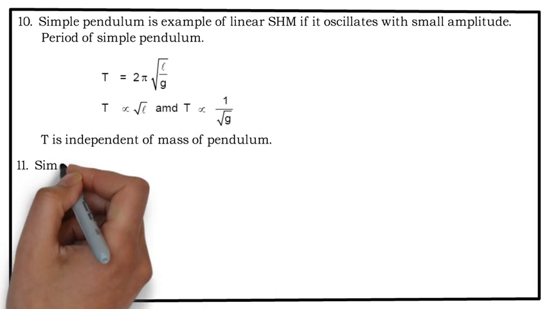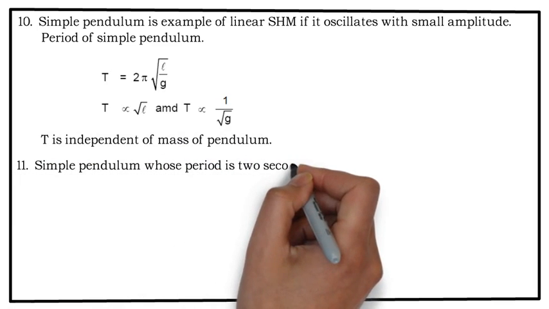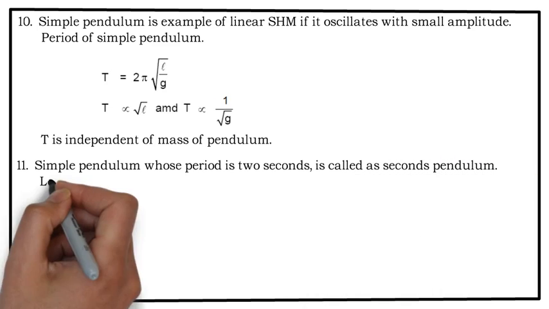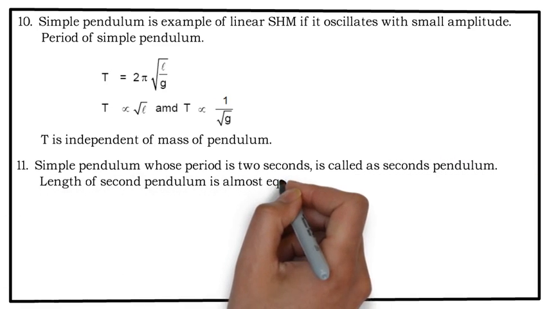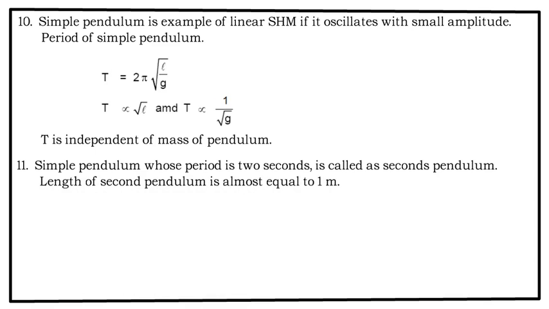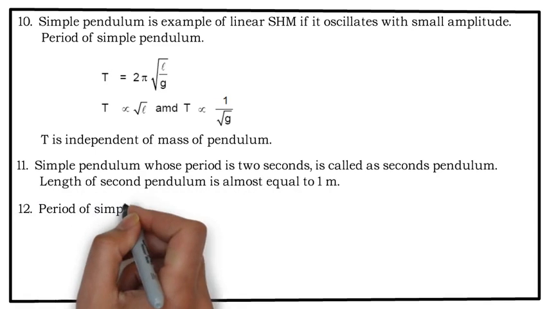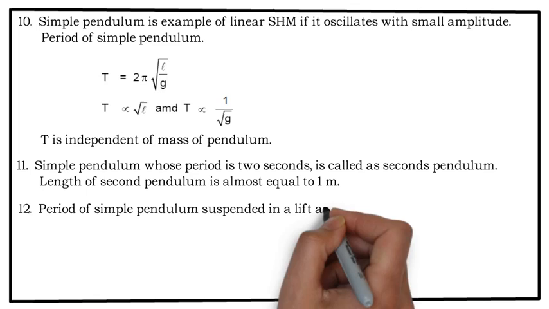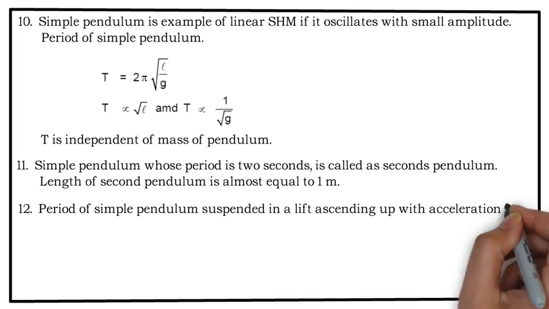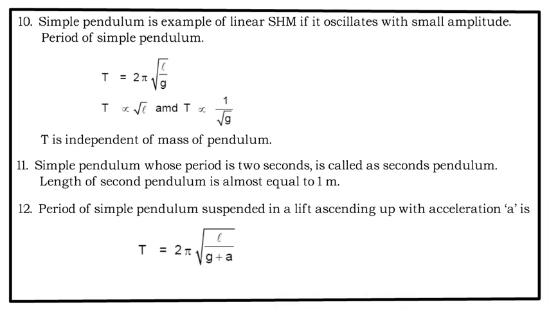Point number 11. Simple pendulum whose period is 2 seconds is called seconds pendulum. The length of the seconds pendulum is almost equal to 1 meter. Point number 12. Period of simple pendulum suspended in a lift ascending up with acceleration a is T is equal to 2 pi square root of L upon g plus a.